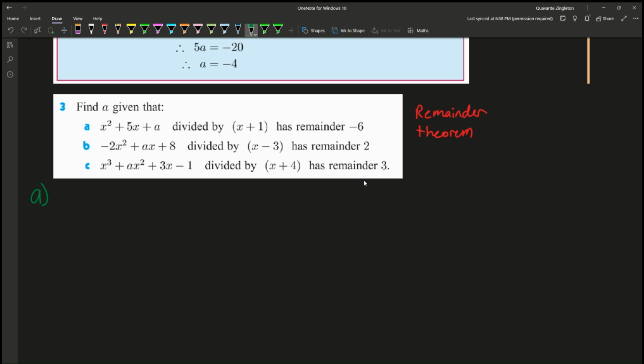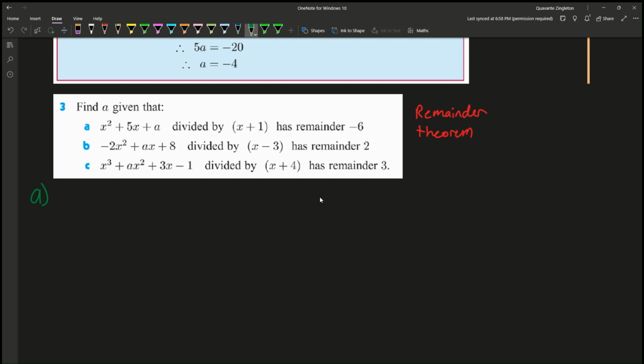Alright, so this is the remainder theorem in polynomials. So we're basically solving for an unknown, using what they've given us: what the polynomial is being divided by and the remainder. So we use this information to find a. And this is using the remainder theorem.